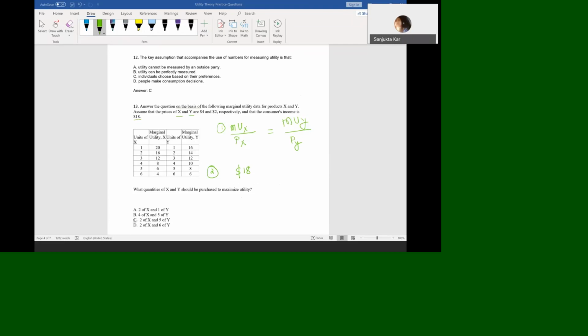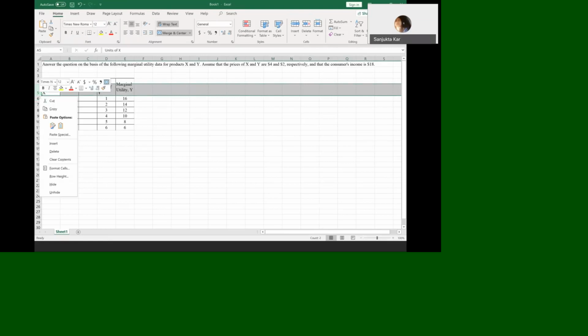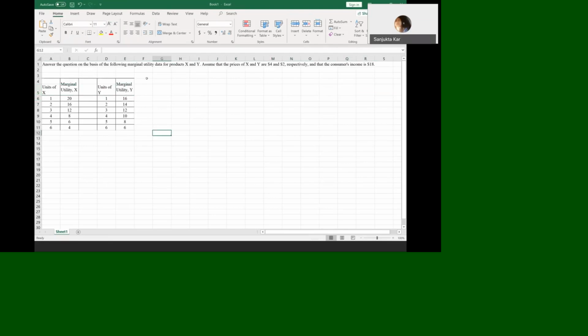Now I'm going to share this Excel sheet. Okay, here you go. I hope you can all see this Excel sheet here, and I just created this beforehand so that we can do it. All right, I have the units of X and the marginal utility of X given to me. Now I need the price of each of the goods.